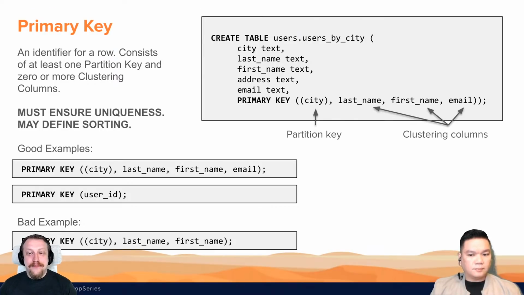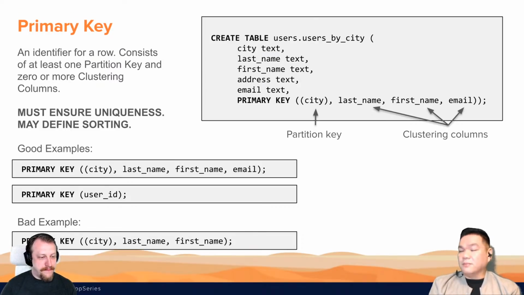Primary key is something that uniquely identifies a row, and you can specify which columns go into this definition. So, a good example of a primary key: city, last name, first name, email, for example. And a bad example for the primary key is city, last name, first name. Why is this a bad example? Eric, why do you think it's a bad example?